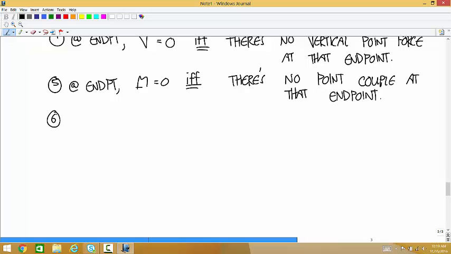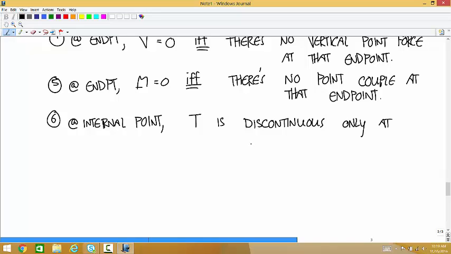So 6. At an internal point, not an endpoint, T jumps. Let me say that more quickly. T, sorry, everybody grabs their erasers. T is discontinuous only at horizontal point forces.